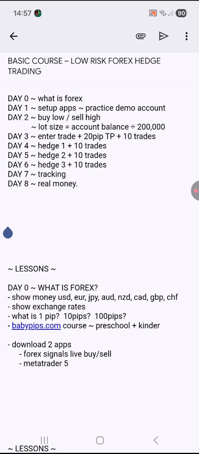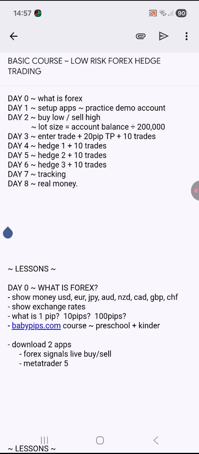Day 3, we're going to learn how to enter a trade and set a 20 pip take profit. If it's a buy trade where we make money going up, 20 pips above where we get in at. If it's a sell trade, we make money going down, so we do 20 pips down from where we got in at. And we'll place 10 trades there.